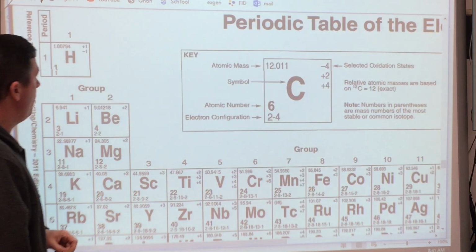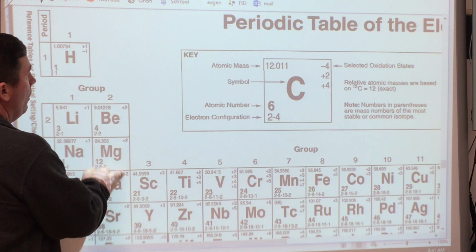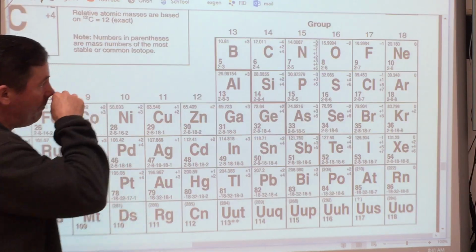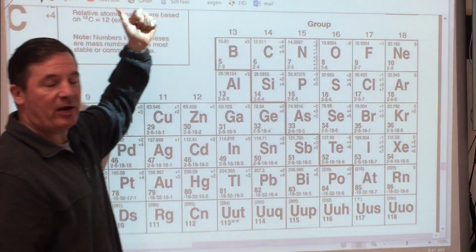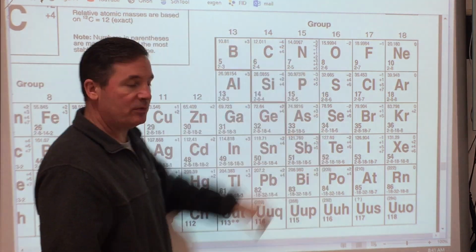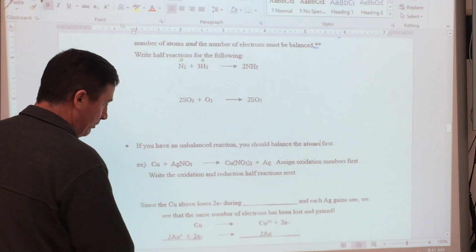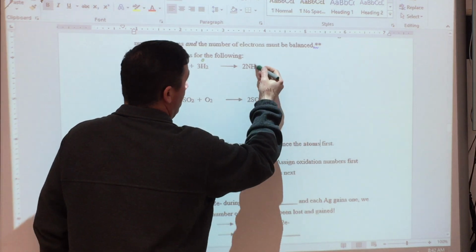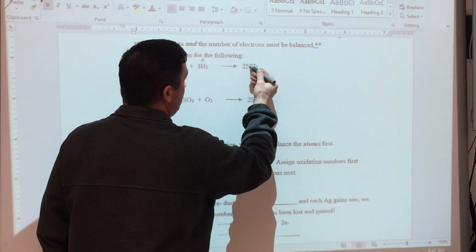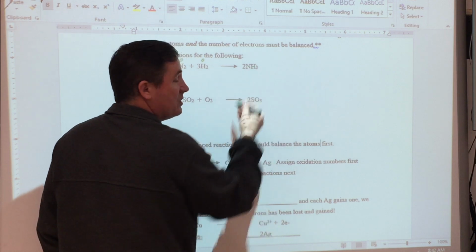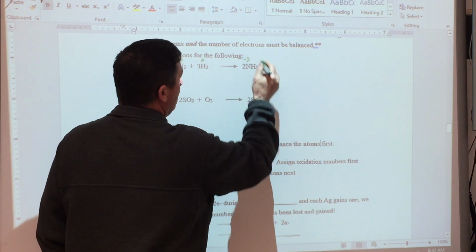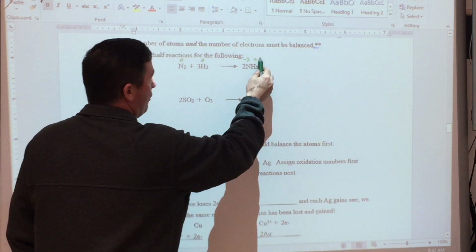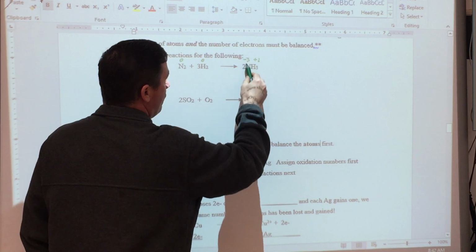which is here. Okay? So if we looked up the electronegativity of nitrogen and compared it to hydrogen, this is more electronegative. So what does that mean? That means it's going to grab the electrons from hydrogen. So that 3 comes from nitrogen, and since it's more electronegative, it's negative. So this is a positive. So I've got 3 positives here, 3 negatives here.